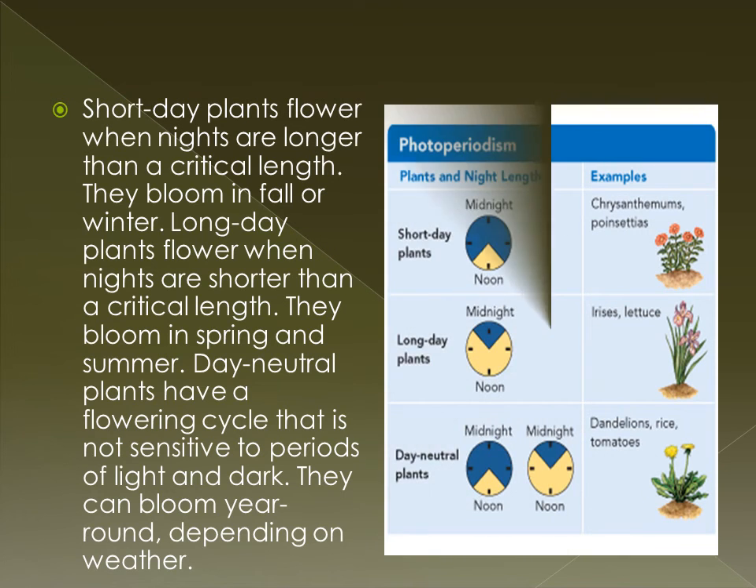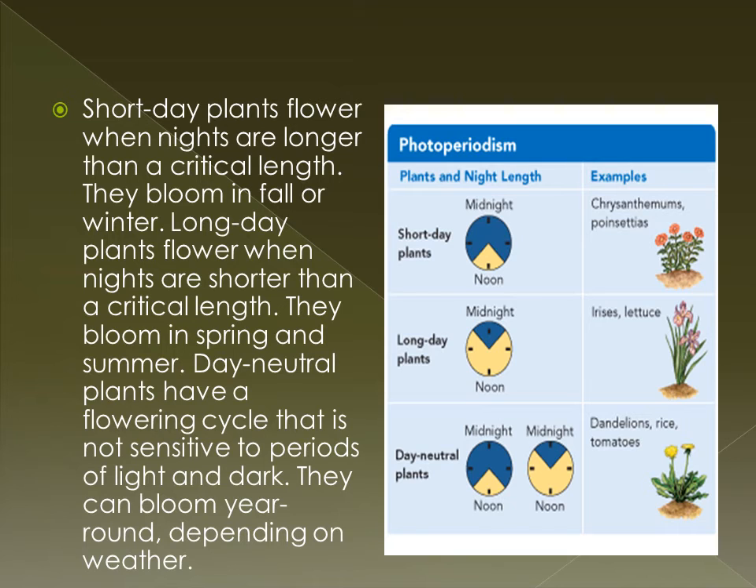Look at this picture. Short day plants flower when the nights are longer than a critical length. They bloom in fall or winter. Long day plants flower when nights are shorter than a critical length. They bloom in spring and summer. Day neutral plants have a flowering cycle that is not sensitive to periods of light and dark. They can bloom year round depending on weather.